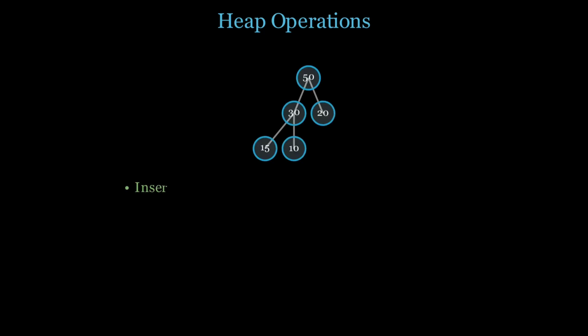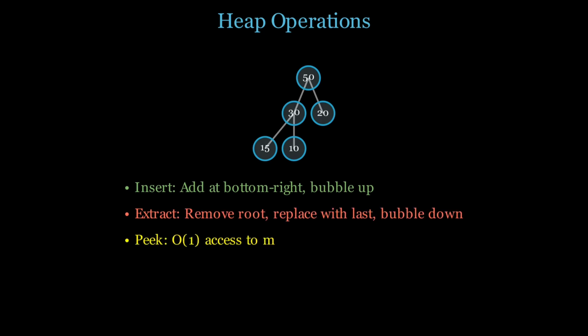Next is heap operations. The first is insertion. We add a new element at the bottom right position and then bubble it up to its correct position. Next is extraction. To remove the root, we replace it with the last element and then bubble it down to maintain the heap property. And next is peek. It gives us access to the maximum or minimum element depending on the type of heap, with order of 1 time complexity.